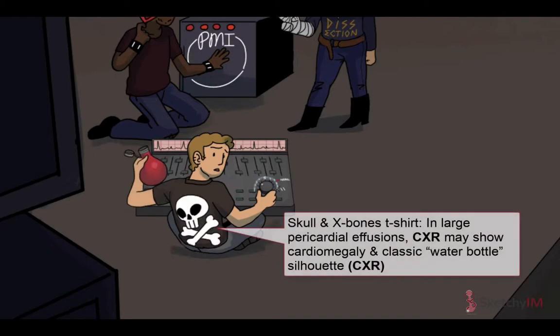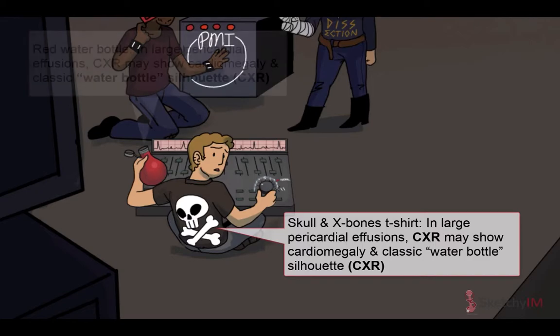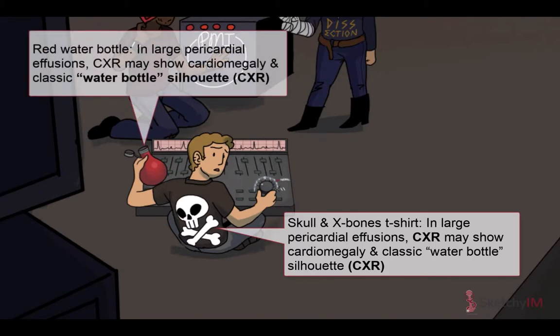However, in large pericardial effusions, the chest x-ray, represented by our recurring sketchy symbol, the skull and crossbones t-shirt, may show cardiomegaly and a water bottle silhouette. Hence the red water bottle in the hand of our roadie. Gotta stay hydrated, cardiomegaly style.